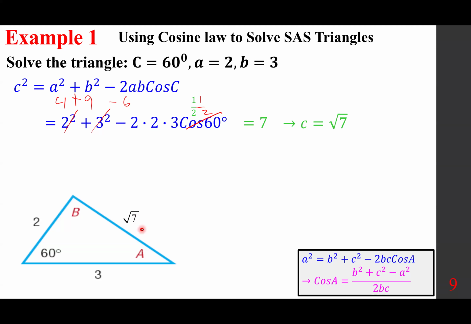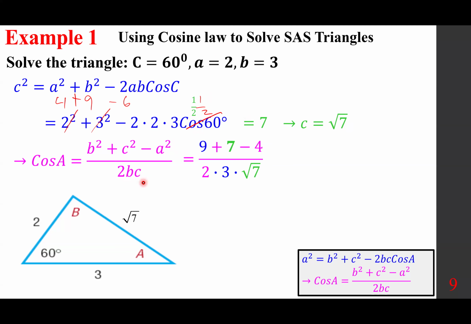Since two angles are missing, we have to use this formula to find cosine A, which is b squared plus c squared minus a squared over 2bc. And so just plug in, you have everything. B squared is 3 squared, c squared is 7, we already have the c squared here. Minus a squared, which is 4, over 2 times b, which is 3, times c, which is square root of 7. Just plug in.